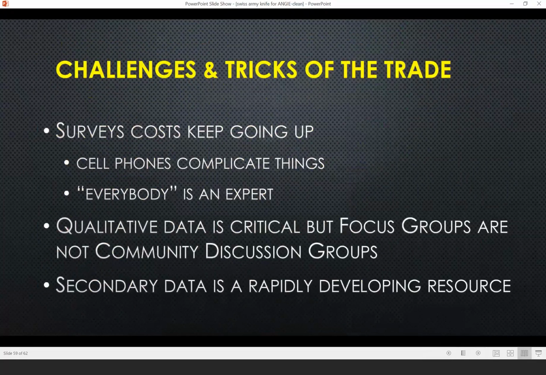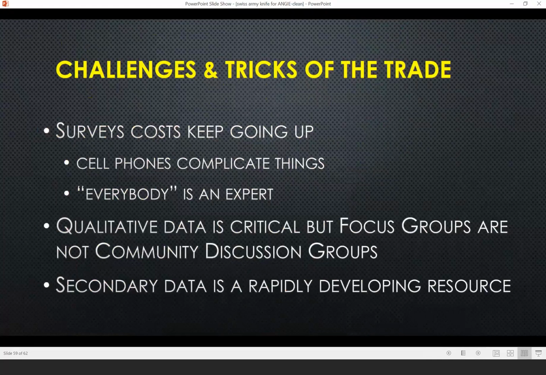Survey costs keep going up. Cell phones complicate things. Those are really big challenges to deal with. The last survey I just did a couple of months ago, we only did 800 household surveys because that's all this community could afford. It was still very valuable, but in the past I would have recommended, if you're going to do this kind of survey, spend that kind of money, survey a couple thousand people. The prices have gone up such that that's becoming impossible for many people to do. Again, community discussion groups are a much more cost-effective strategy than focus groups.